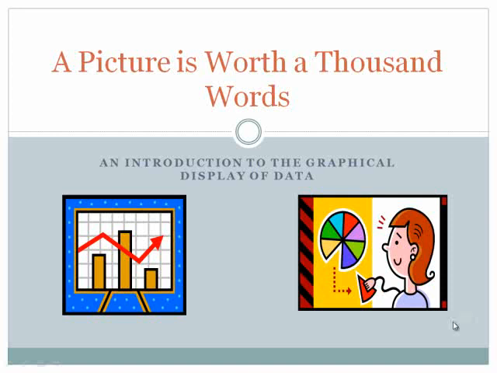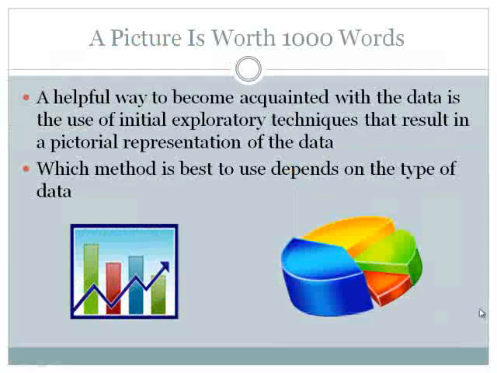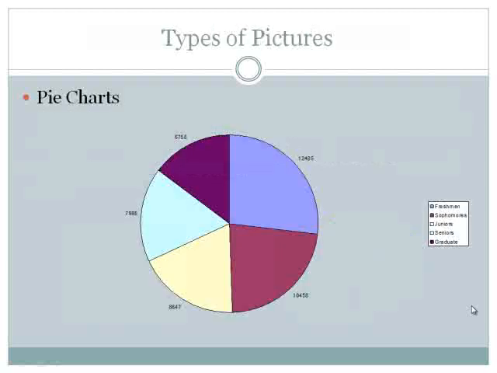Alright, in this lesson we'll be examining the notion of a picture is worth 1,000 words. One of the things that I will always recommend that you do when you get or collect data is that you take a look at it pictorially. It's a good way to just initially explore the data. The method that you use actually depends on the type of data that you have. So let's look at some different types.